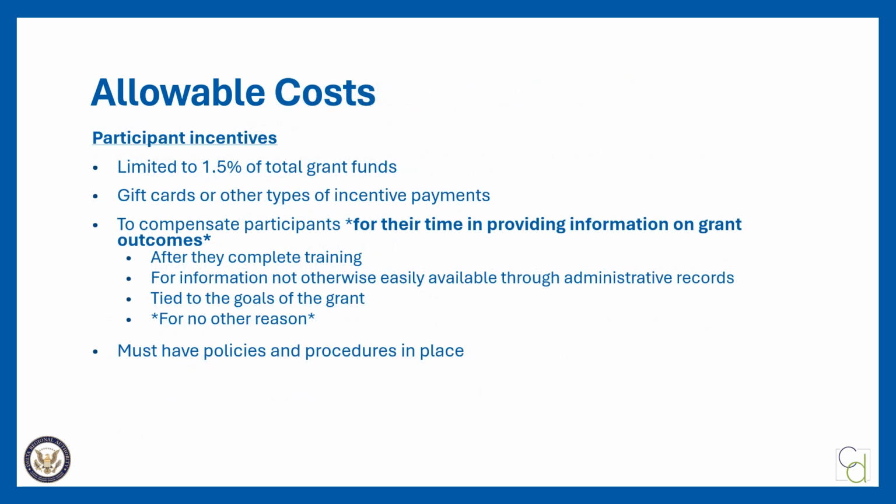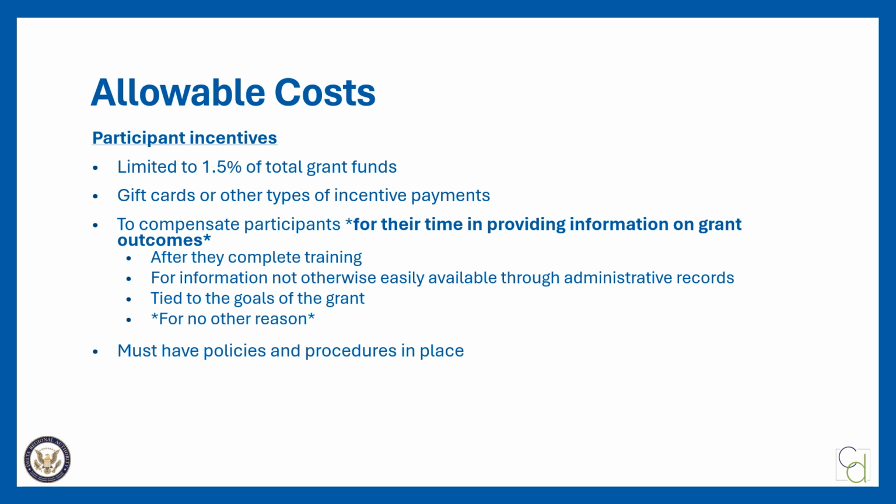So this is not in the allowable activities section, but it is mentioned later in the funding restrictions section. I mentioned earlier that you will be required to collect, maintain, and report at the individual level on participant data. So WORC allows you to budget up to 1.5% of your total grant funds to offer gift cards and other incentive payments to participants for their time spent reporting on grant outcomes data that you cannot easily get through administrative records. So in other words, if you have access to things like employment retention or wages from other places, you need to go there first.